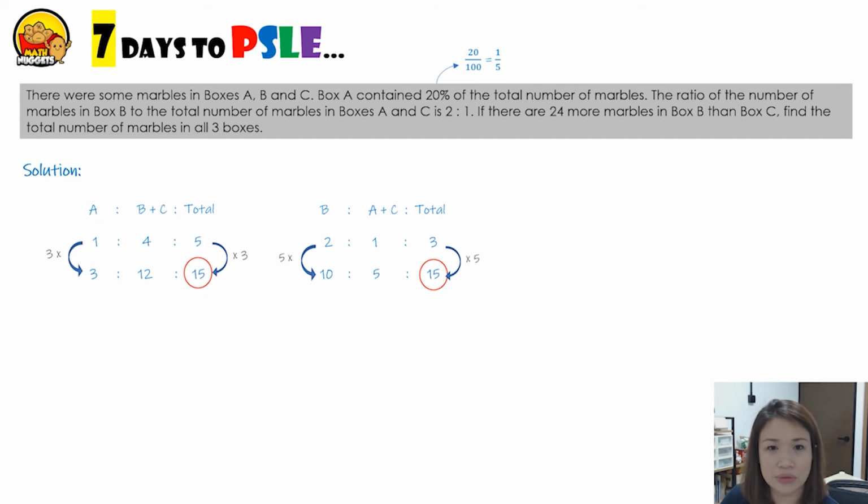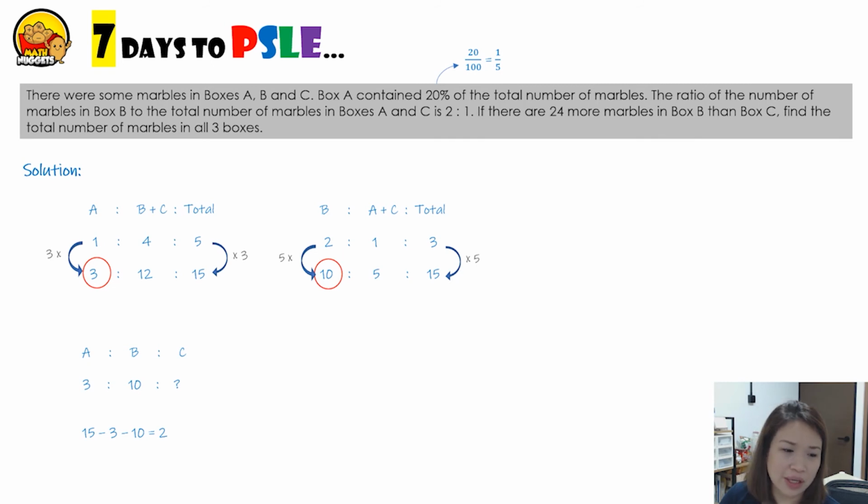Check that the total now, they're the same. So we can now write down the ratio for A is to B is to C separately. A, 3 units. B, 10 units. How about C? Let's find out. So since the total is 15, I'm going to take away A, which is 3, take away B, which is 10, C left with 2 units. So C would be 2 units.